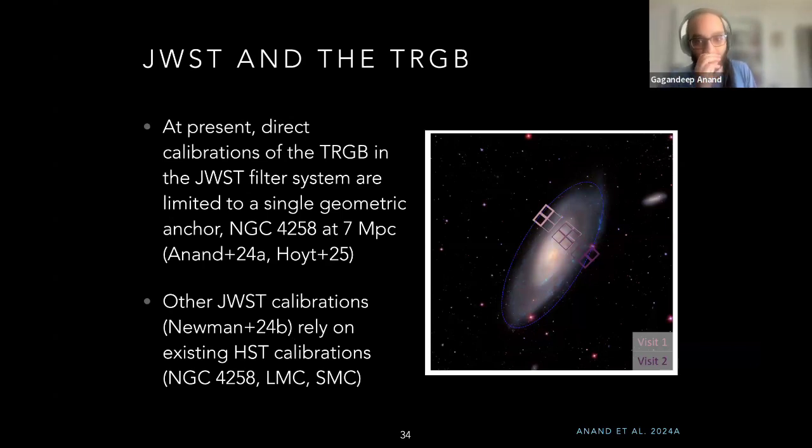But there's a caveat at the moment, and actually part of it has to do with how powerful and how sensitive JWST is. Direct calibrations of the TRGB, that is, calibrating the absolute magnitude of the TRGB directly in the JWST filter system, are limited to this single anchor galaxy, NGC 4258, that I'm showing here on the right. With HST, we were able to perform other calibrations, and also using ground-based facilities, but directly in the JWST system, this is the only anchor that is at the right distance to do these measurements.